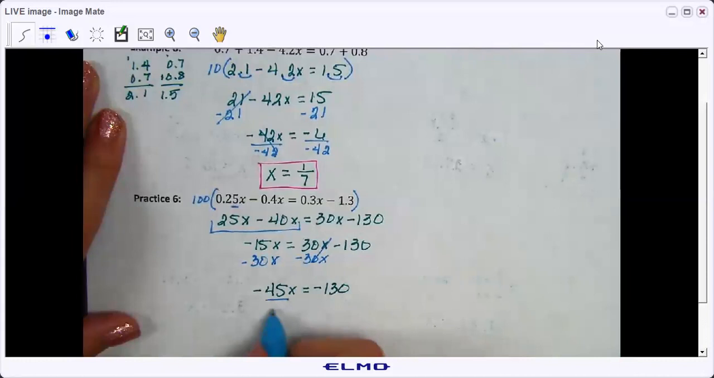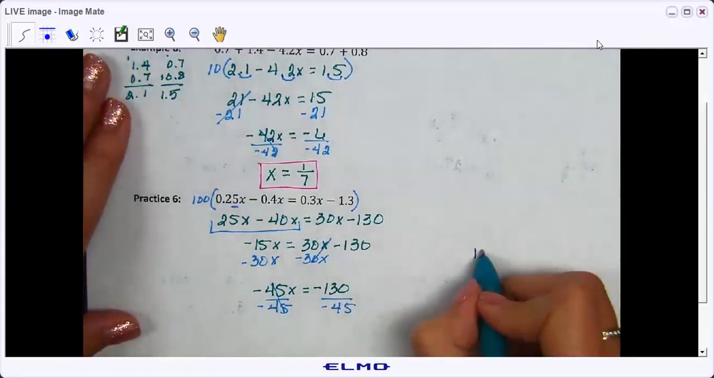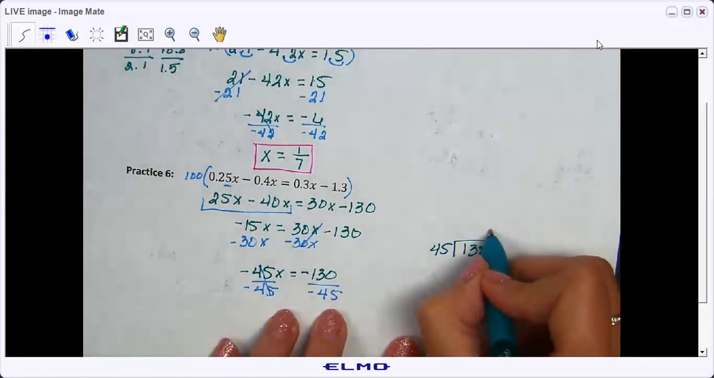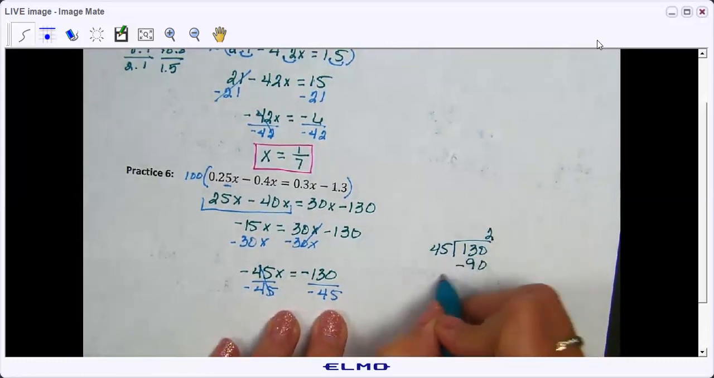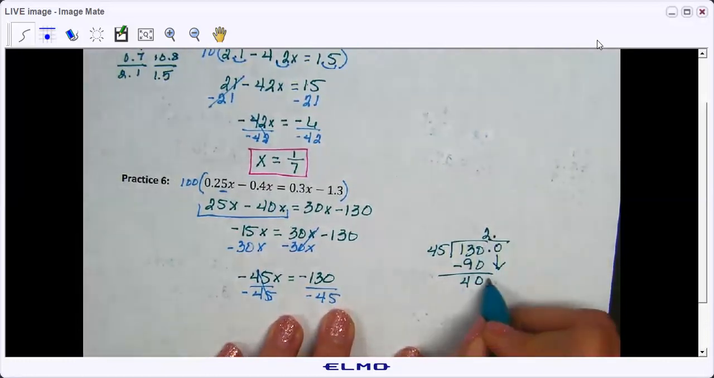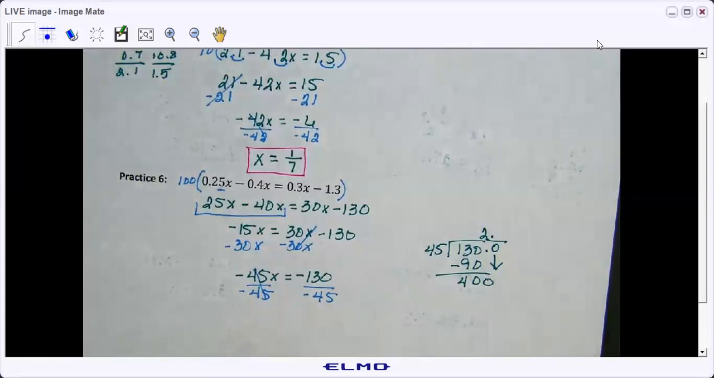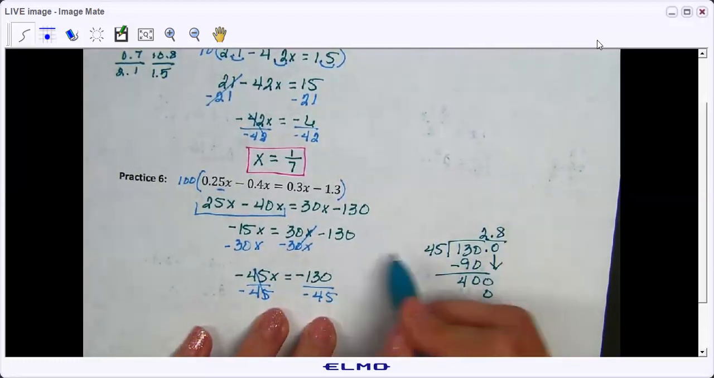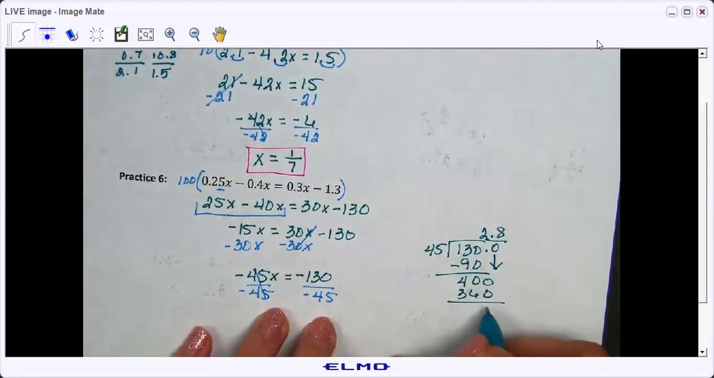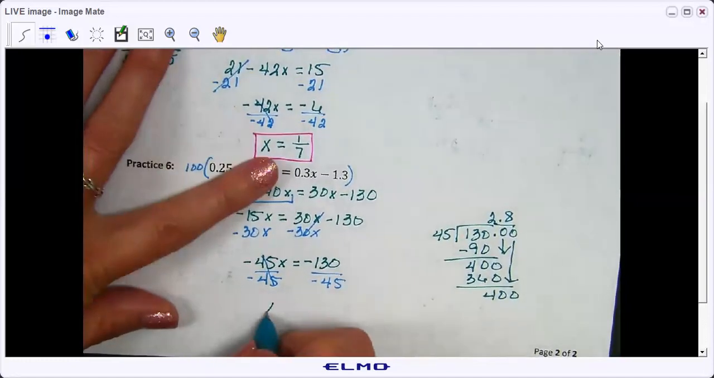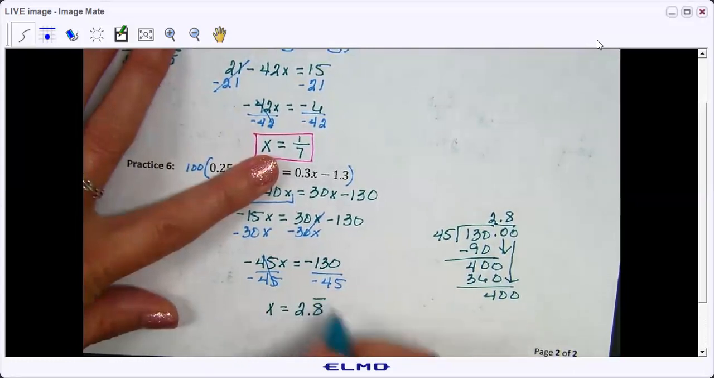And then we have to divide by negative 45. And we're going to do some math here. 130 divided by 45. Let's see, 2. Get 40. Now I'm going to add a decimal and a 0 and bring it down. And 45 goes into 400. Let's see, 8 times maybe? 360. 400 minus 360 is 40. Oh, what's happening here? Repeating decimals. So our answer is x equals 2.8 with the repeating.